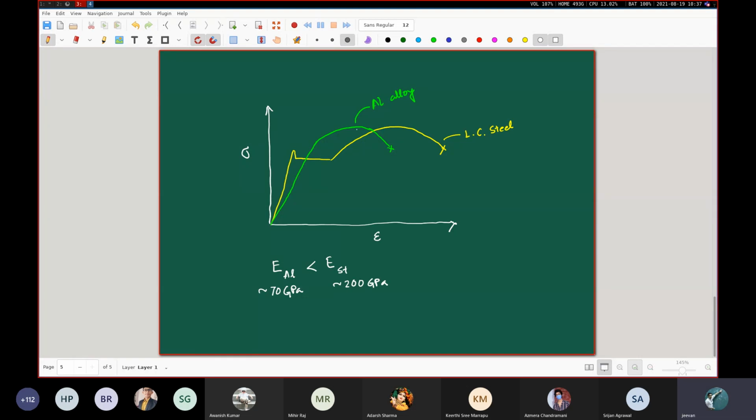Okay, so that's a nice thing. However, the value of the strain at which it ruptures for aluminium is much lower than the value of the strain at which the low carbon steel material ruptures. So there is one similarity and a couple of differences.